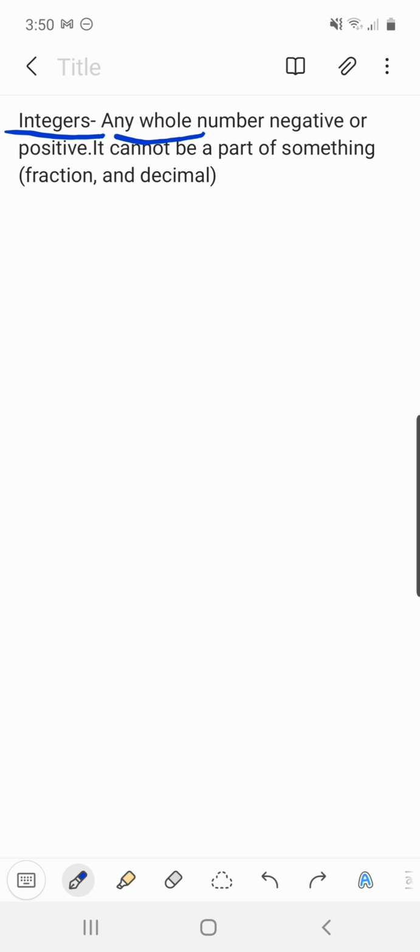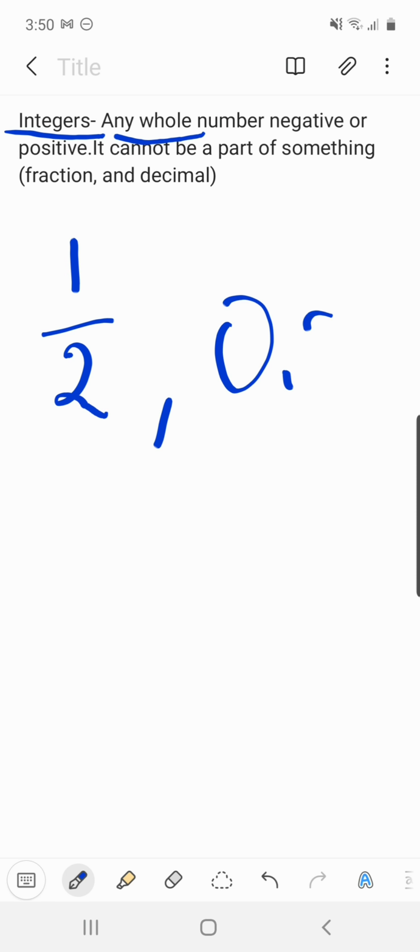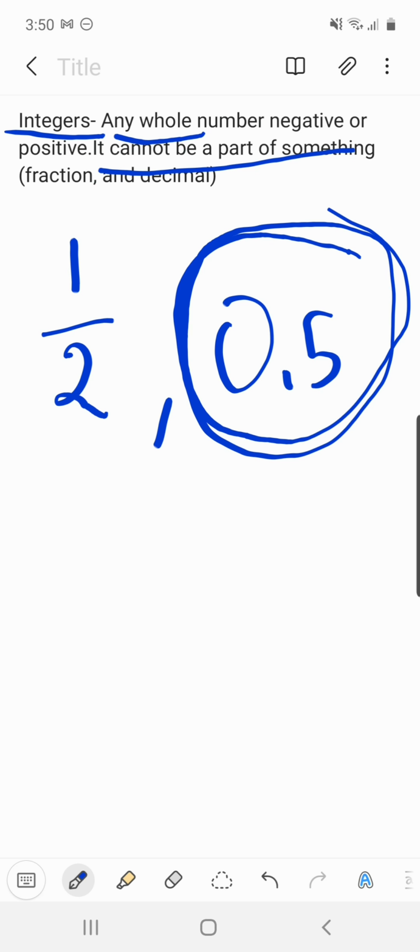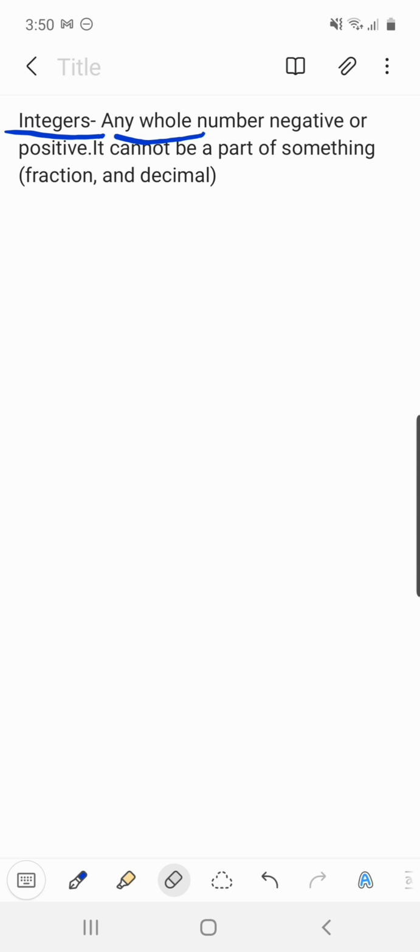A fraction would be 1/2. A decimal would be 0.5. What it means is that it cannot be part of something. It's not a whole number. That's what it means. It cannot be part of something. So now we will be graphing something out. I'm gonna leave the definition here in case you want to remember it.